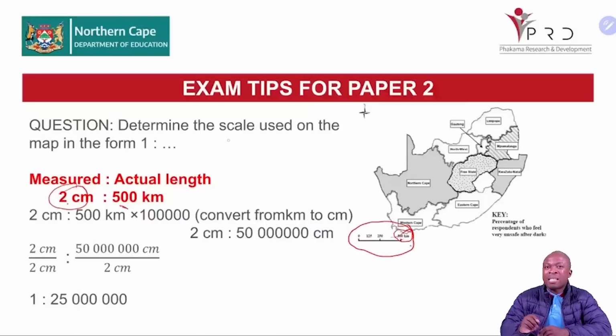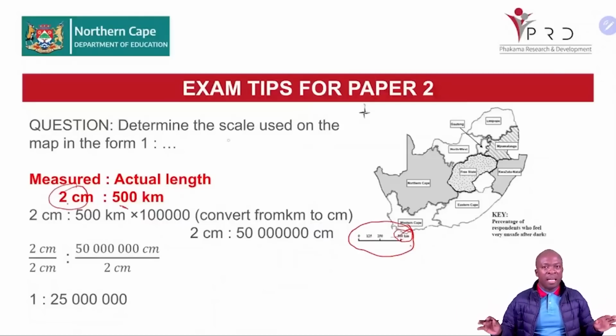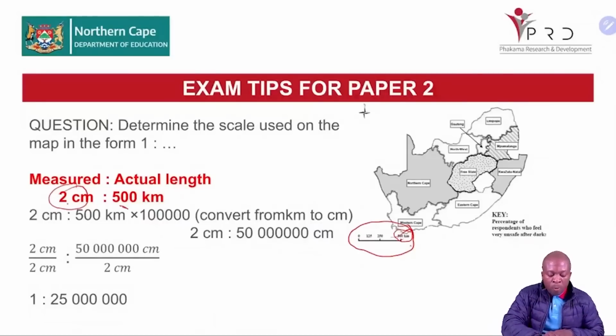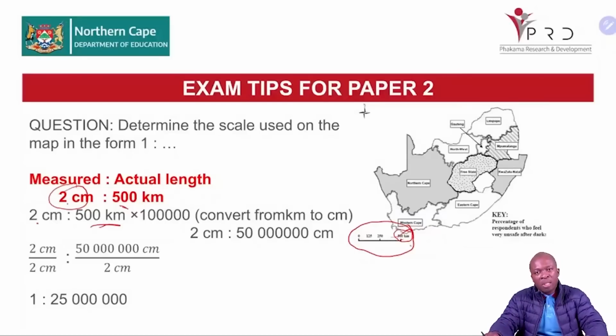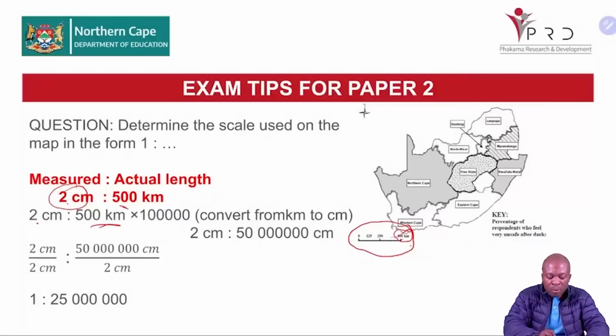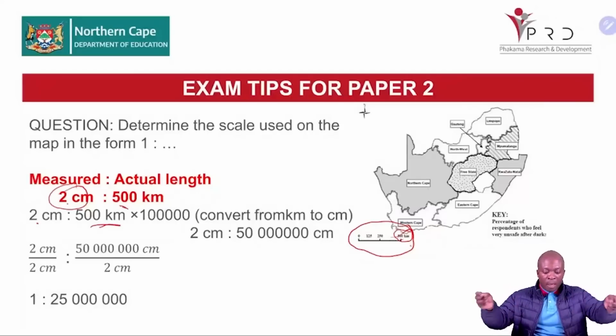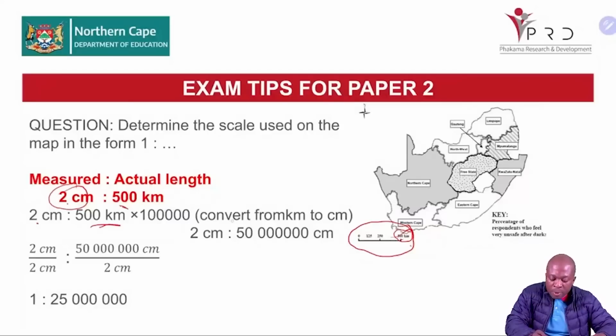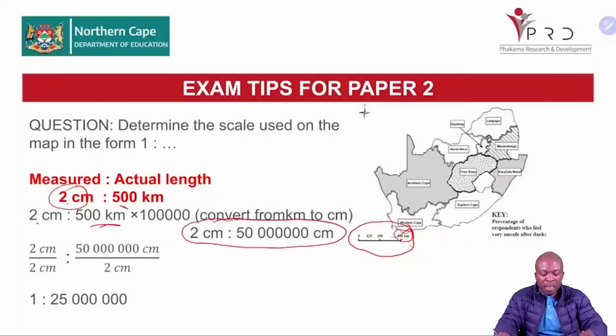They said they want a scale, so they didn't give us any other values. Therefore, what you do, because the 2 on your left is in centimeters, you can convert the kilometers also to centimeters. What do? Multiply it by 100,000. So then the 500 kilometers will now become 50 million centimeters. Once you're able to do that, it becomes this way. Okay, 2 centimeters represents 50 million centimeters.